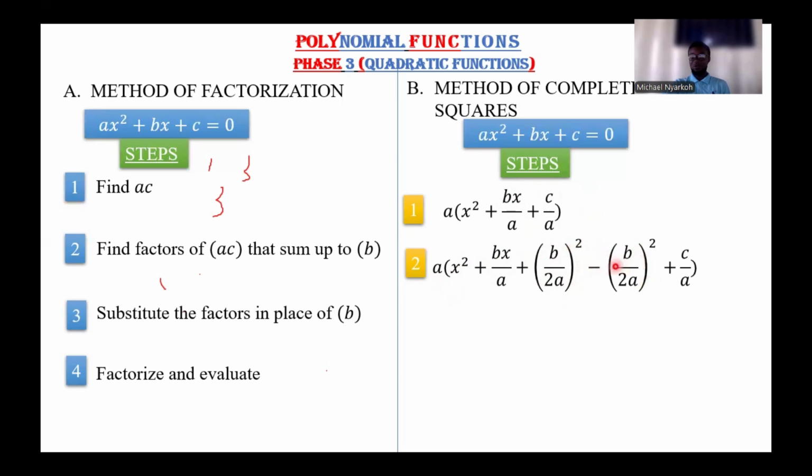Is that okay? So adding and subtracting, mathematically we call it create and destroy. This is going to cancel out this. Is that okay? But we do that for a particular purpose, which you understand. Let's go on.